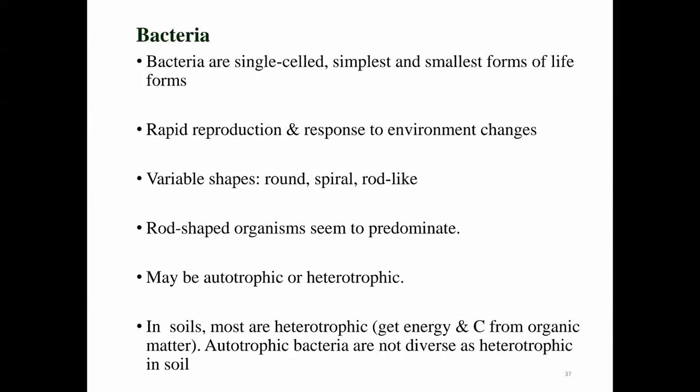Then we can see the bacteria. Bacteria are the single-celled, simplest and smallest form of life. Bacteria respond to environmental changes and are rapidly reproducing organisms. Bacteria come in variable shapes. They are round, spiral, and rod-like. Rod-shaped organisms seem to predominate. They may be autotrophic or heterotrophic. In soils, most are heterotrophic.